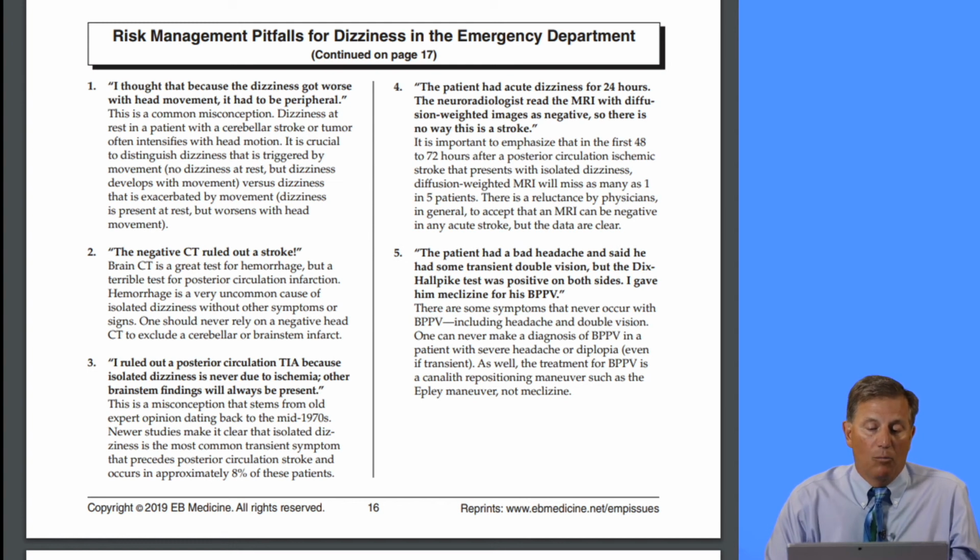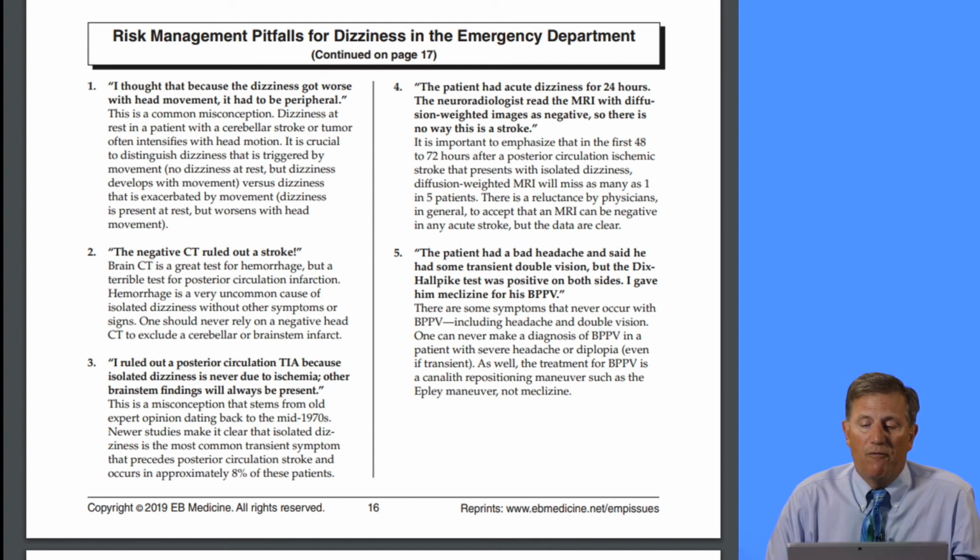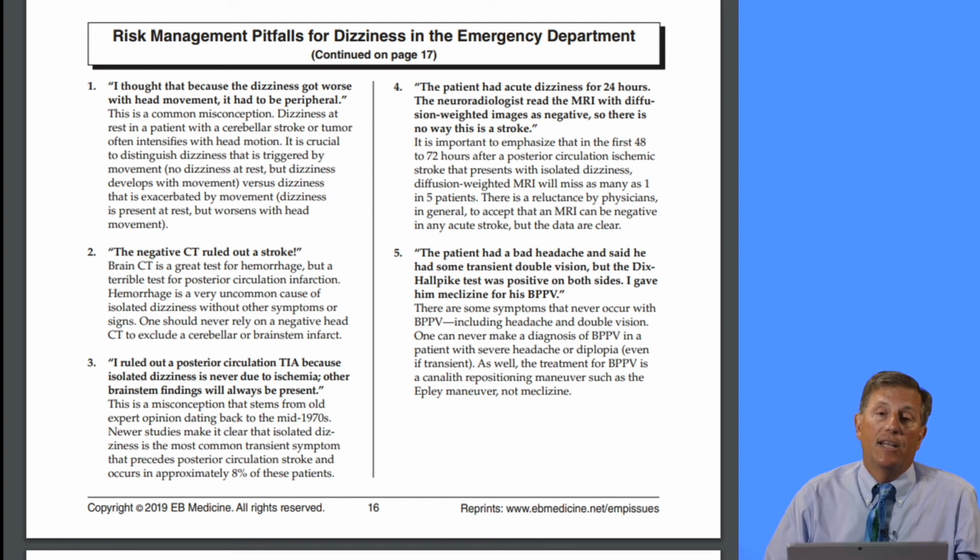Number three, I ruled out a posterior circulation TIA because isolated dizziness is never due to ischemia. Other brainstem findings will always be present. This is a misconception. You can have isolated dizziness in the setting of a posterior circulation TIA. Number four, the patient had acute dizziness for 24 hours. The neuroradiologist read the MRI with DWI images as negative, so there's no way this is a stroke. We know this isn't the case. Early on in stroke, up to 72 hours, DWI MRI can miss posterior circulation stroke.